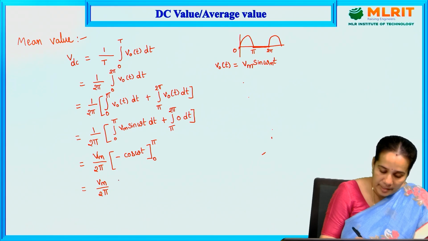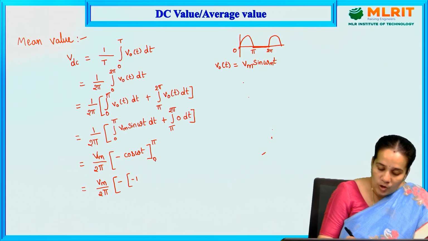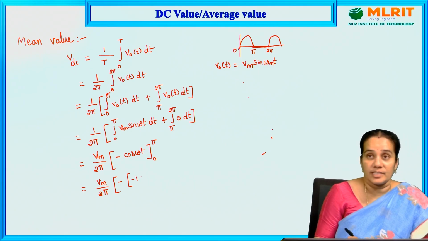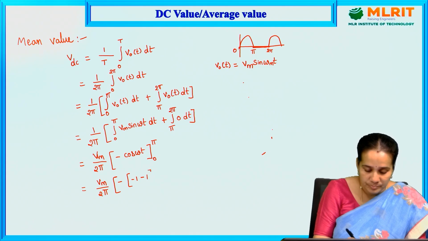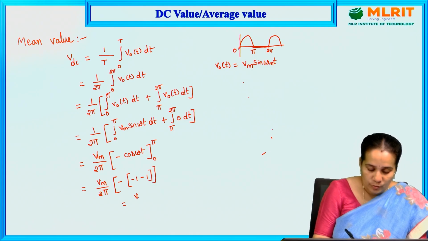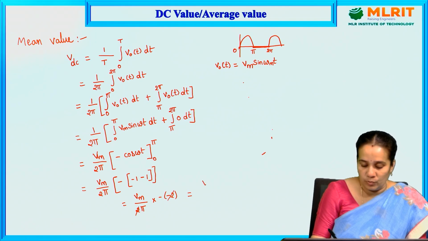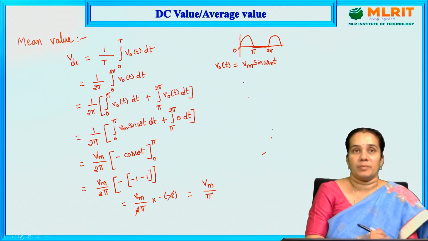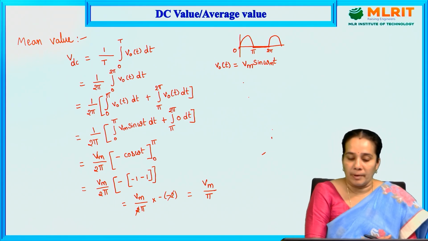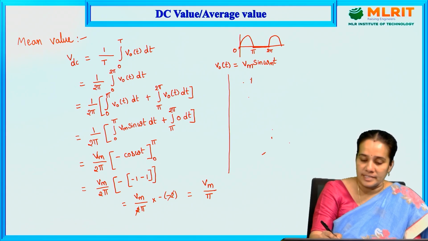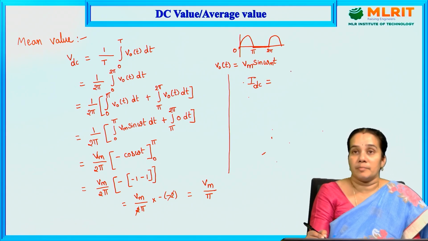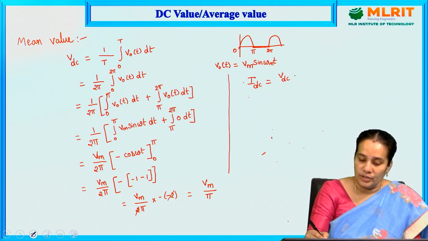If you apply the limits, cos pi is minus 1, and cos 0 is 1, but since it is the lower limit, it becomes minus 1. That gives Vm by 2 pi into minus, this value equal to minus 2; minus into minus is plus, and the 2s cancel. Therefore, the output DC voltage is equal to Vm by pi. Now we have to calculate the IDC value. IDC means VDC by RL.